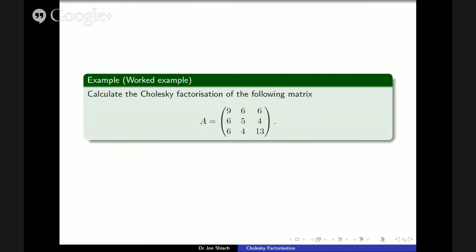So 9 is equal to L11 squared. Therefore, L11 must be 3. Okay. What about L21? So we've got 6 is equal to, well, L21 is second row on the left matrix, first column on the right is L11. So that's going to be L21 times L11 plus 0 plus 0. So that's going to be 3 times L21 equals 6. So therefore, L21 must be 2.